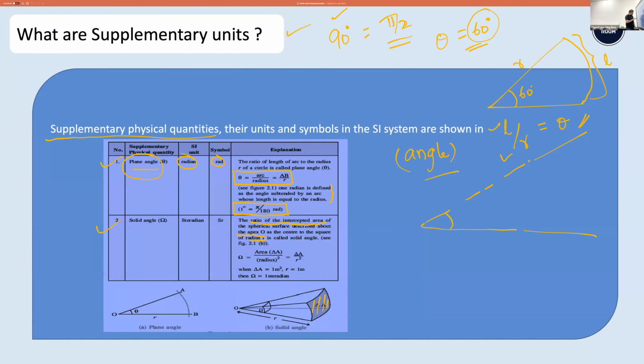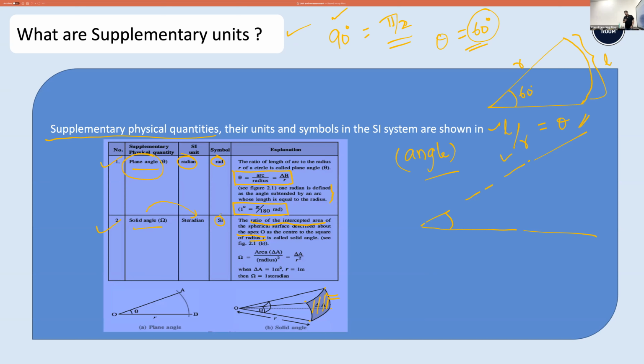So, solid angle is basically defined as the ratio of the area that is taken as a part of a sphere. If you take a part of the sphere and measure its area, from the corners of it you join it to the center. Then if you take the measurement of this area and divide it by radius squared, you get an angle called solid angle, which is measured in steradian, and the symbol used for it is sr.